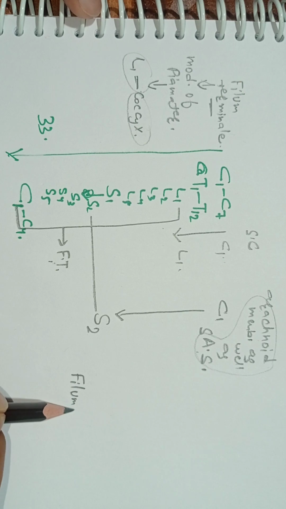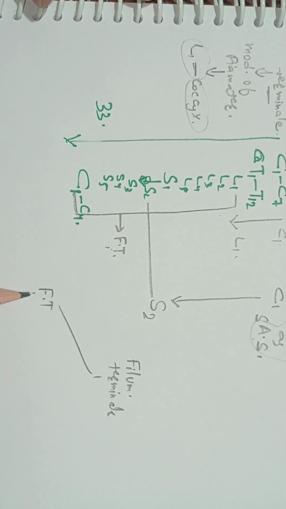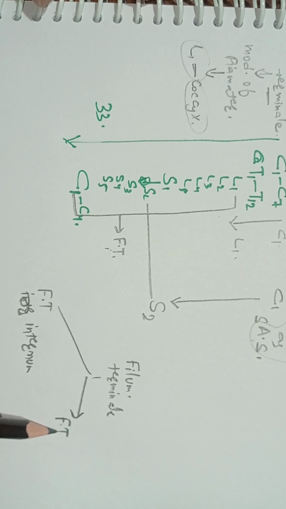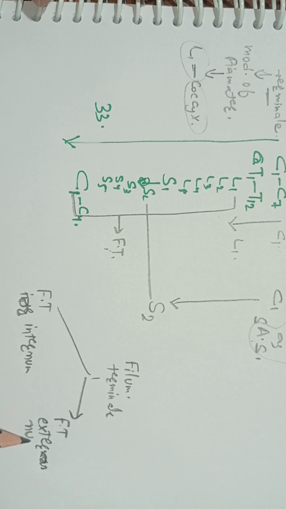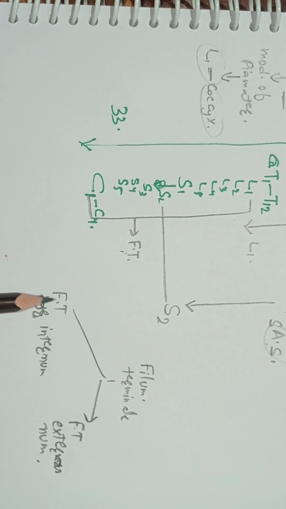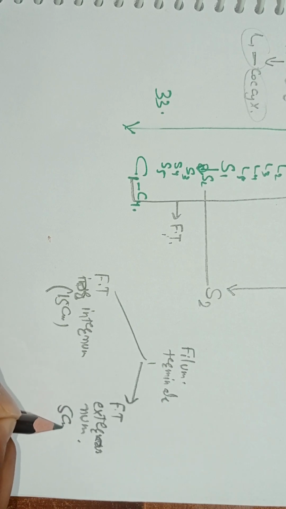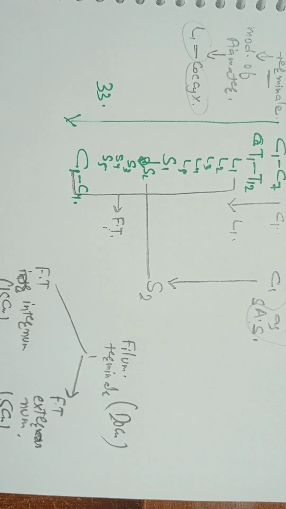the filum terminale into two parts. The first is known as filum terminale internum. Another one is known as filum terminale externum. So, what is filum terminale internum and externum? The filum terminale internum is 15 centimeters in length. The filum terminale externum is 5 centimeters in length. So, the total filum terminale is 20 centimeters in length.